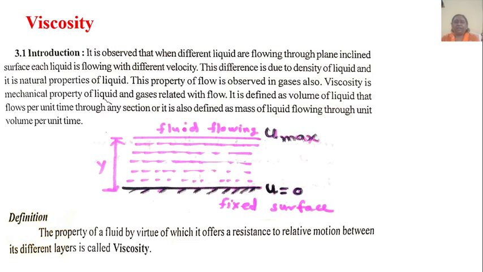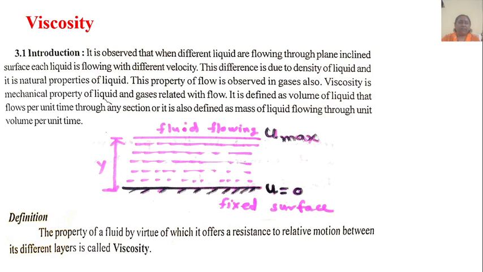It is observed that when different liquids flow through a plane inclined surface, each liquid flows with a different velocity. This difference is due to the density of the liquid, and it is a natural property of the liquid. This property of fluid is observed in gases also. Viscosity is a mechanical property of liquids and gases related with flow.